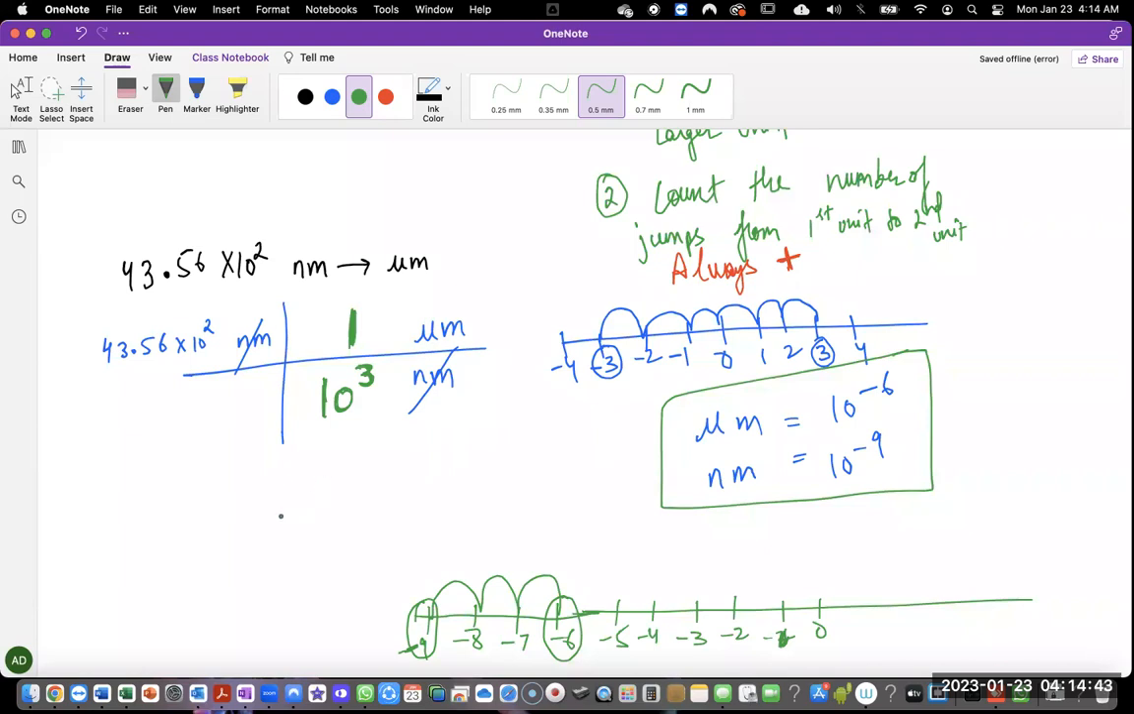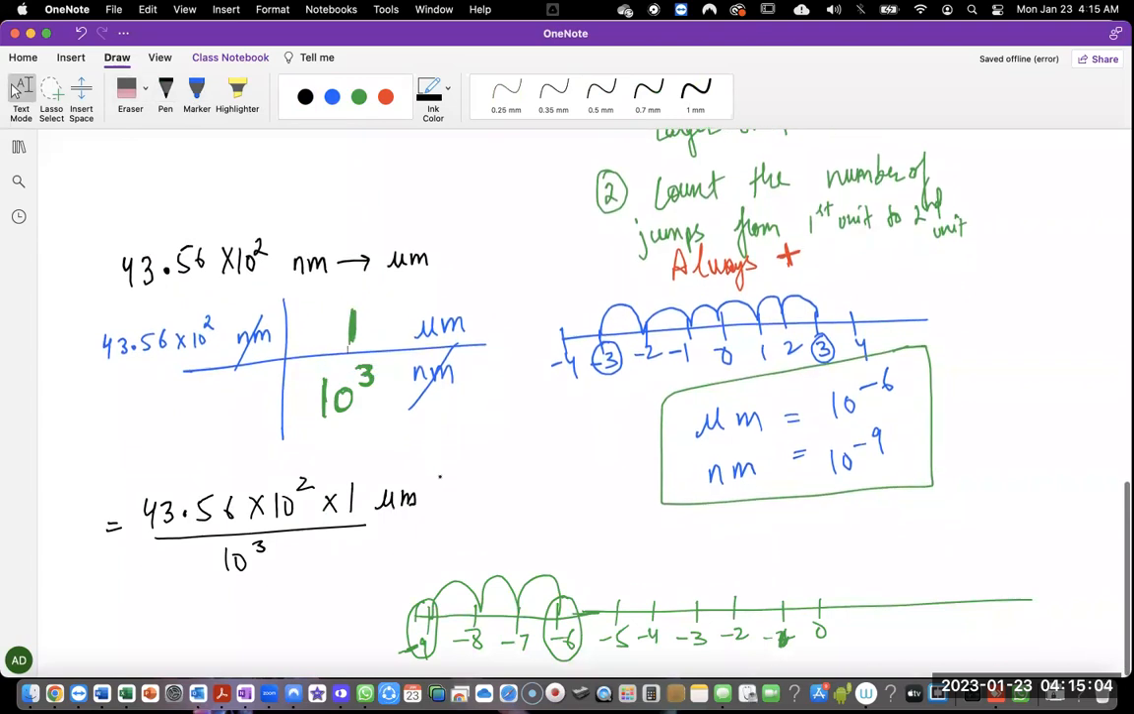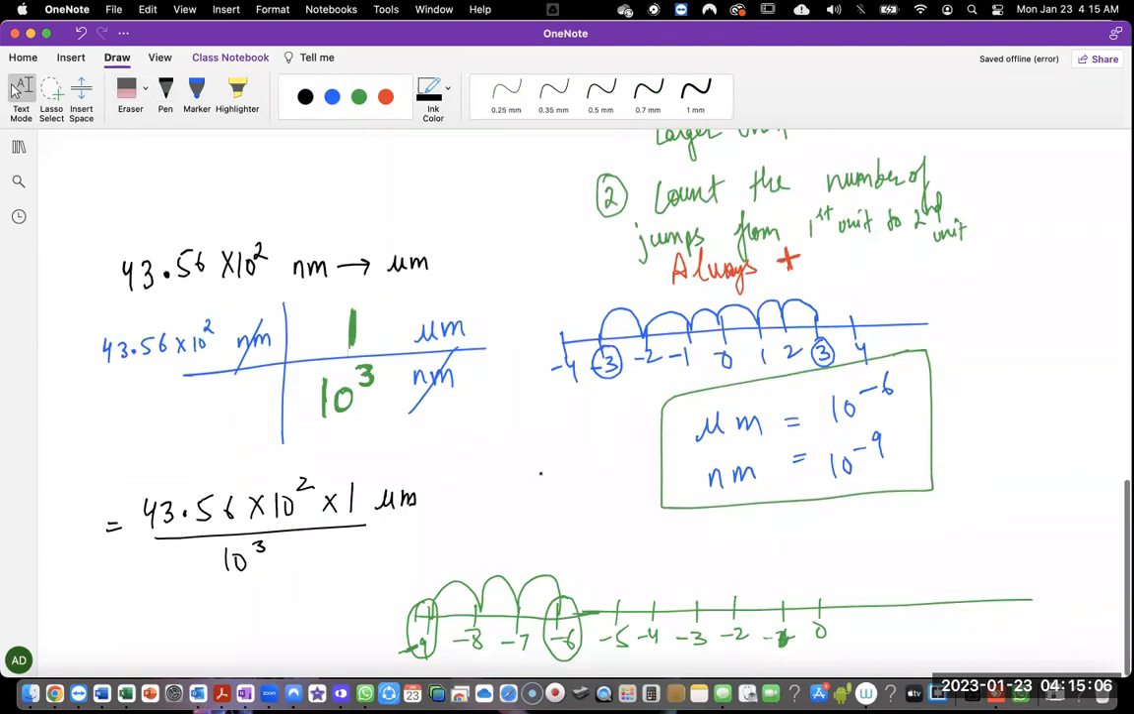Now, how do you solve this? Remember, simplify this. 43.56 times 10 to the power 2 times 1, and I have micrometers sitting on the top. And then I have 10 to the power 3 sitting at the bottom. This is where we are right now. So we need to solve this problem here. Okay. All right. We are going to simplify this.